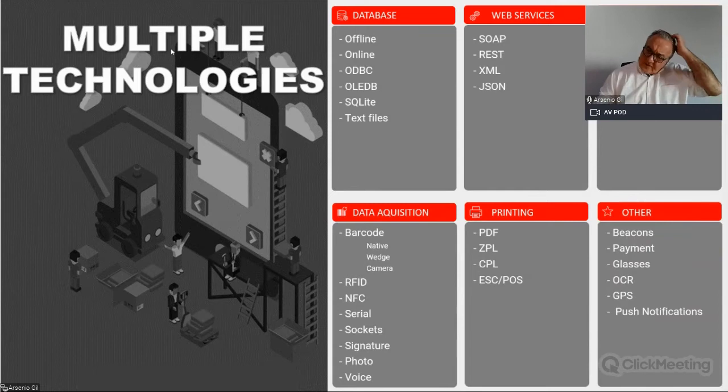And in terms of other kinds of technologies we have included, of course you can use beacons in the Eddystone or iBeacon standards. You can have some gateways to payment. You can use some glasses for augmented reality. You can, of course, use OCR, GPS, push notifications, and many other features you are going to see.